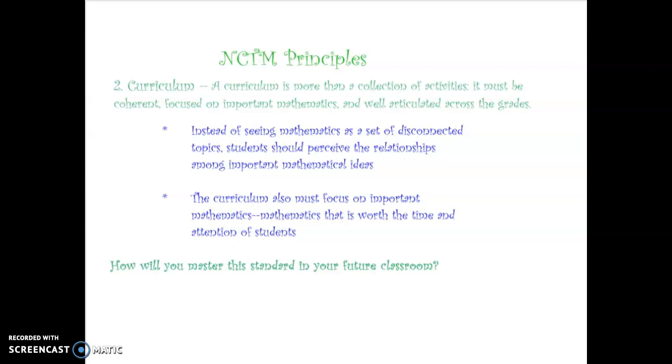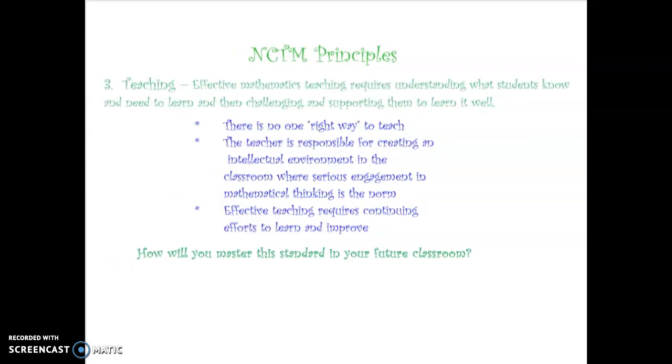But I do think for the most part, they're not perfect, obviously, but for the most part, I feel like they made some good adjustments with the way that they are doing the standards for you guys in making that curriculum kind of flow from K through 12. Okay, so same thing, think about a way that you can master this standard in your future classroom. Give me a good sentence about that.